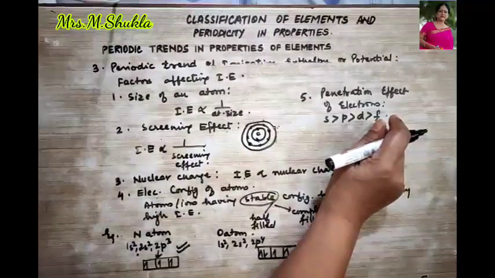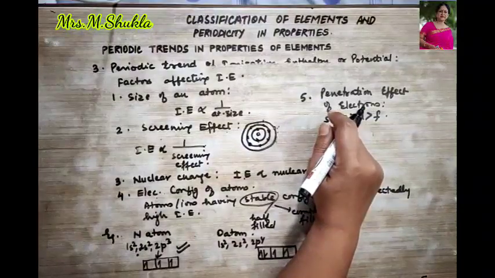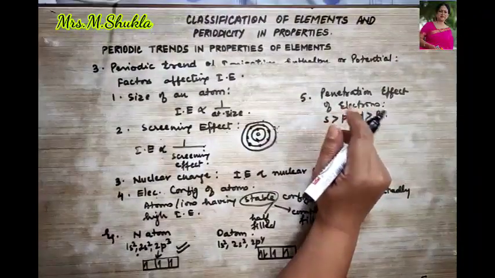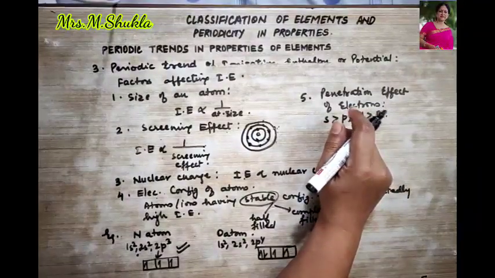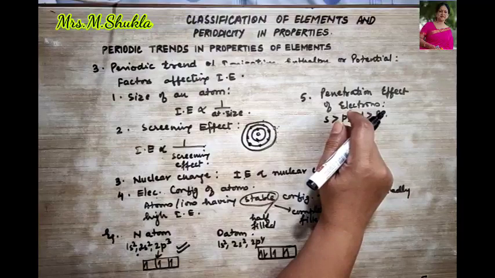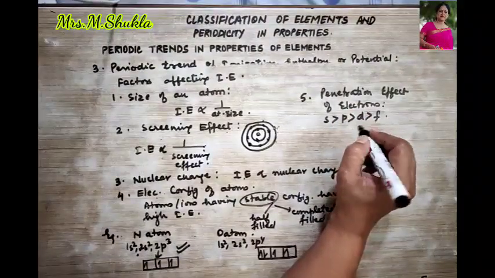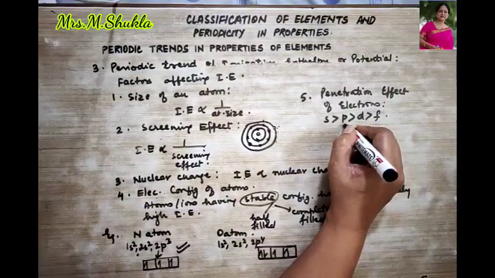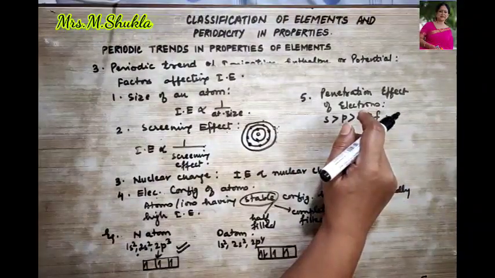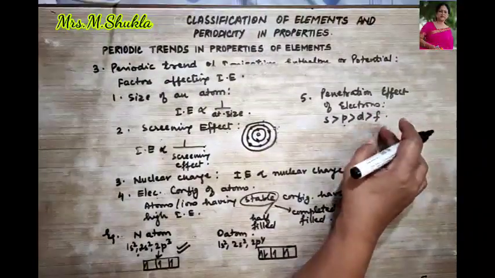This also means that an s electron has a greater chance of being closer to the nucleus and therefore experiences more of the nuclear pull than the p electron. Therefore, greater energy will be required to remove an s electron than to remove a p electron. In other words, the greater the penetration of the electron, the more ionization enthalpy is required.